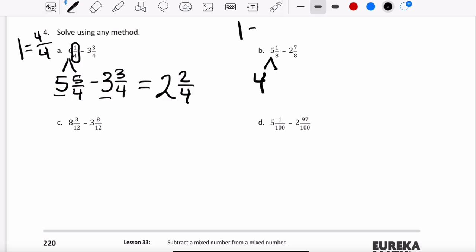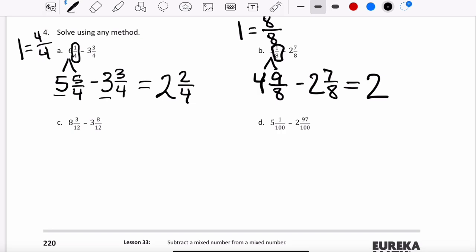The 1 that we took away has to become a fraction, so we have to have 8 since our denominator is 8. So we make it 8/8. Now we have to add 8/8 with our 1/8 that we already had, so we have 9/8. Now we can subtract the 2 and 7/8. We subtract our wholes, so 4 minus 2 is 2, and 9/8 minus 7/8, so 9 minus 7 is 2/8. 2 and 2/8 is our answer.